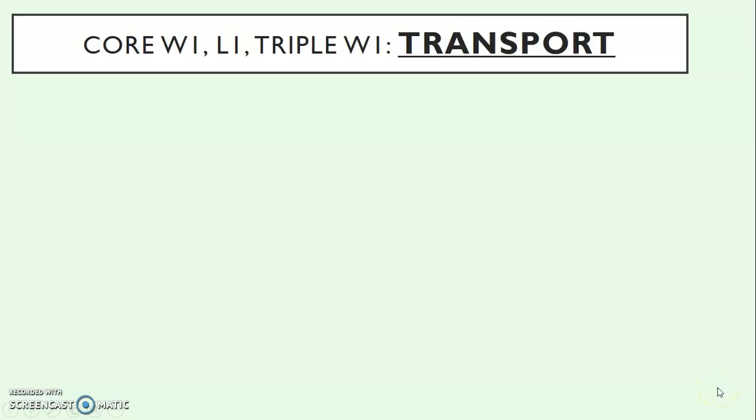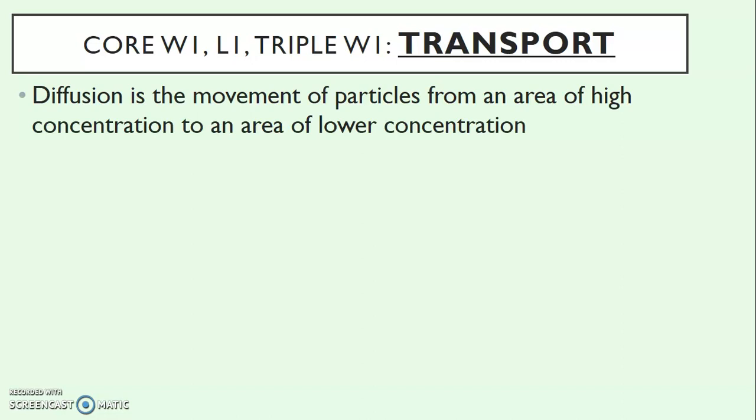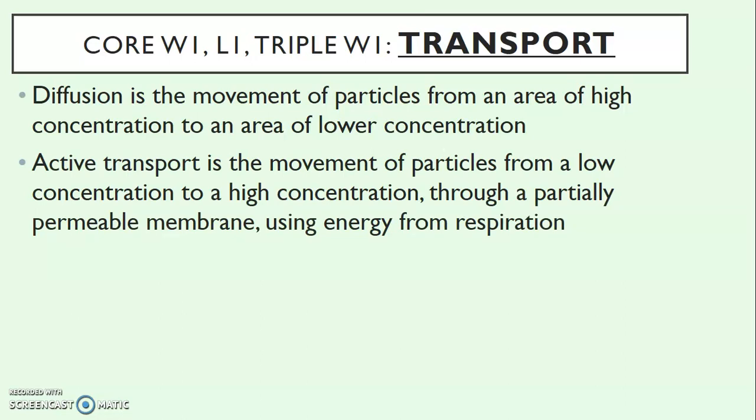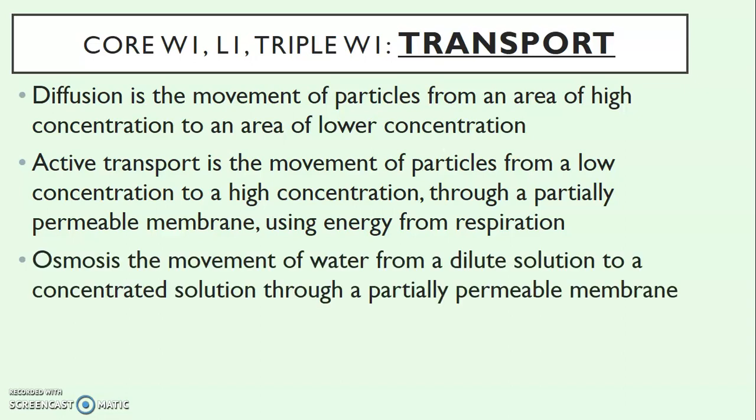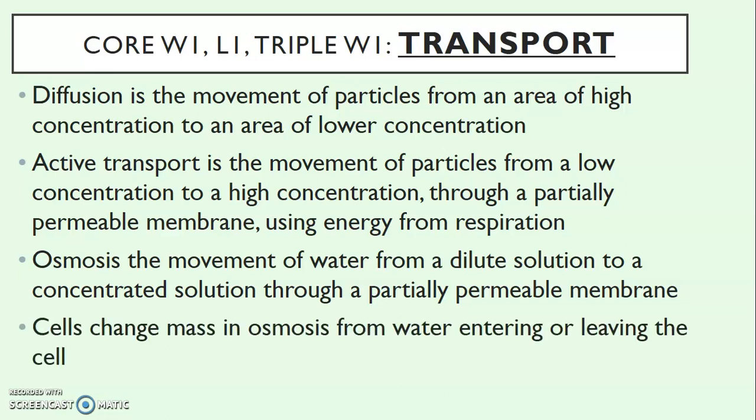So what we're looking at today is transport. The facts that you need to know, these are also in your fact book, is that diffusion is the movement of particles from an area of high concentration to an area of lower concentration. Active transport is the movement of particles from a low concentration to a high concentration through a partially permeable membrane using energy from respiration. And osmosis is the movement of water from a dilute to a concentrated solution through a partially permeable membrane. And then cells will change mass in osmosis from water entering or leaving the cells.